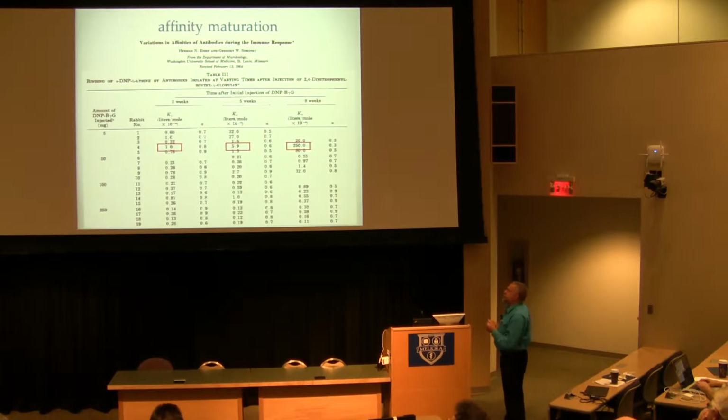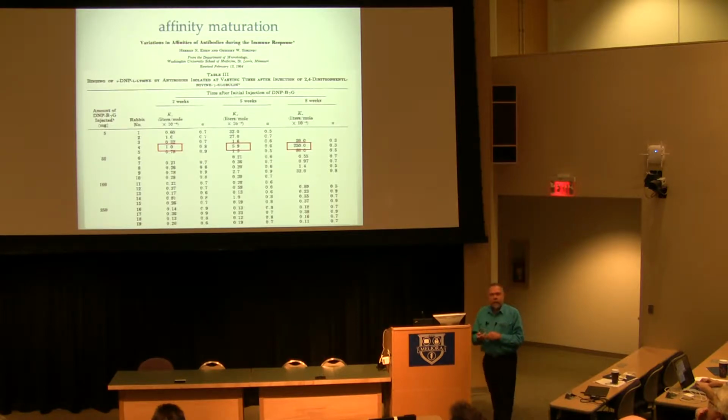And the first hints to this came in 1964, a very important paper by Eisen and Siskind. Eisen and Siskind had just developed a new technique for the measurement of affinity in serum antibody. And they were testing it out on immunized rabbits. And what they found was that, and I've just picked out one row here so that you're not overwhelmed by the large number of numbers.